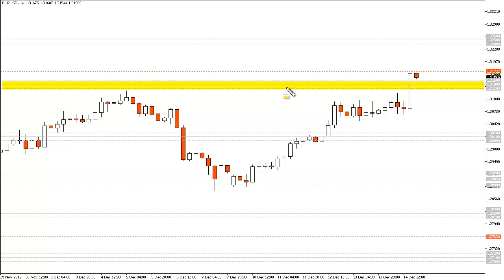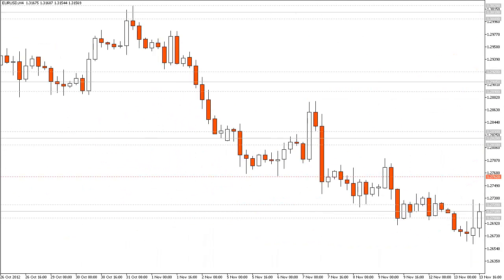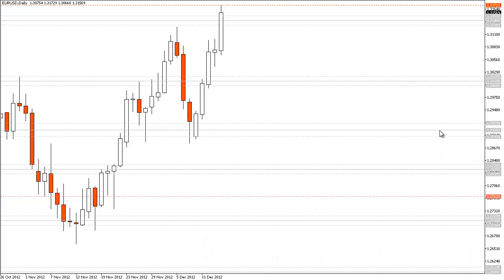And even though the first part of this resistance area is broken, the one highlighted, it still hasn't made a new 6-month high. So this red line represents the 6-month high. And let me show you. Actually, I'm going to switch to the daily chart. It's going to be a whole lot easier to see this on the daily.